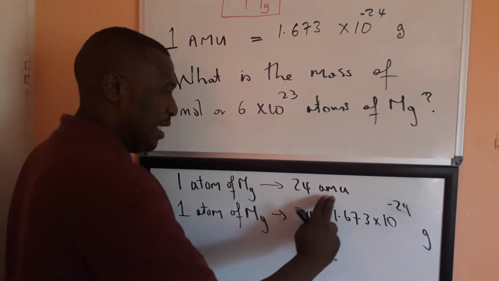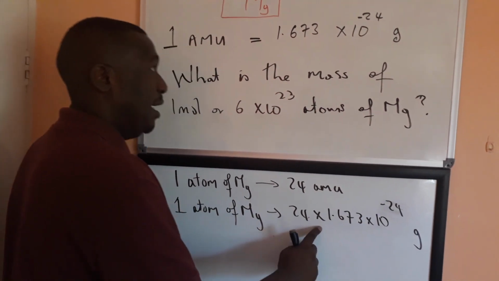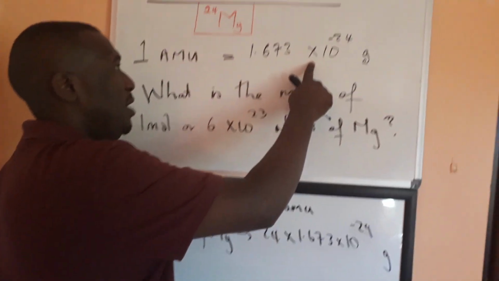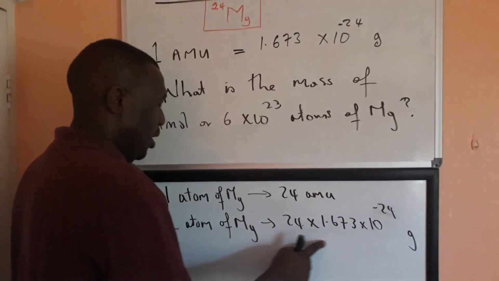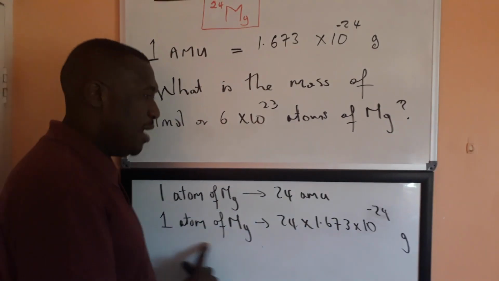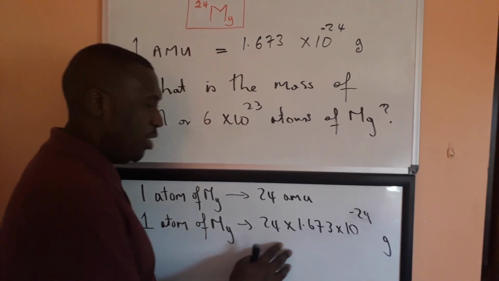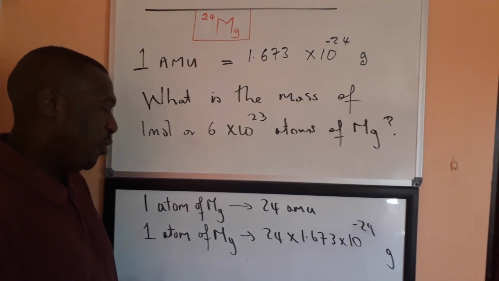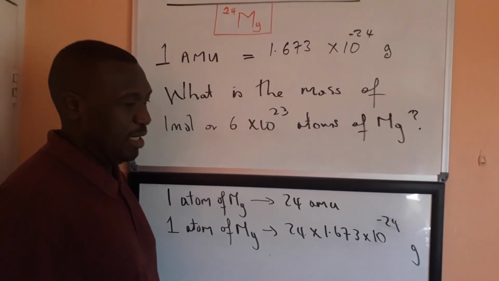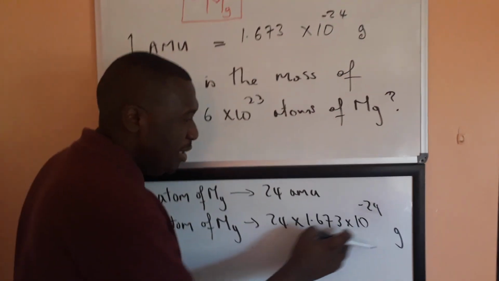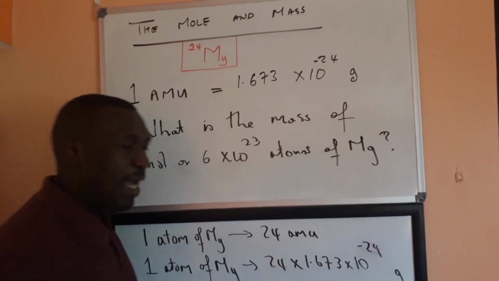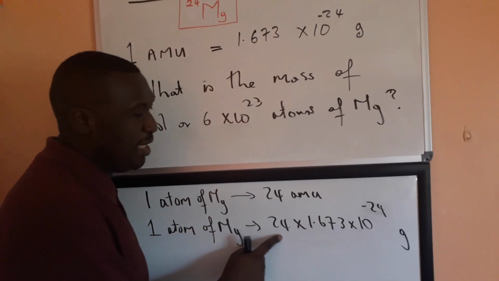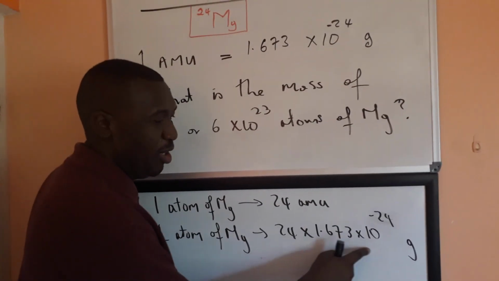If I convert that AMU to grams, since 1 AMU is 1.673 times 10 to the minus 24 grams, I now have the mass of 1 atom, the real absolute mass of 1 atom of magnesium. If I were to weigh a magnesium atom on a theoretical scale, this would be the mass that I would get, the absolute mass. That's for 1 atom, and you can see that this is going to be a very small number.